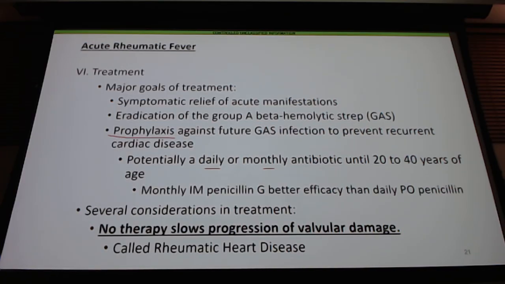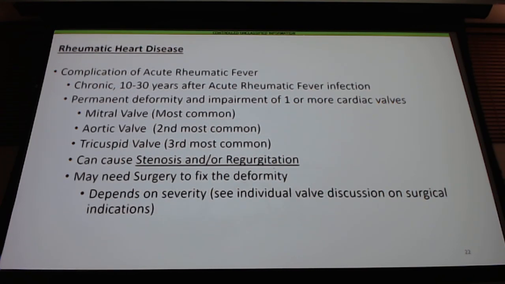Because any time that they get acute rheumatic fever puts them at risk of developing rheumatic heart disease. But if they have subsequent infections, then you can imagine that the risk increases quite drastically that they will develop that permanent damage that you see a couple of decades down the road. Rheumatic heart disease, again, we said this is like 10 to 30 years down the road.